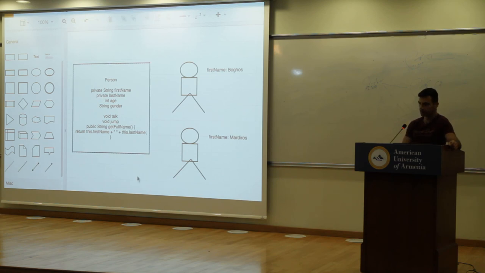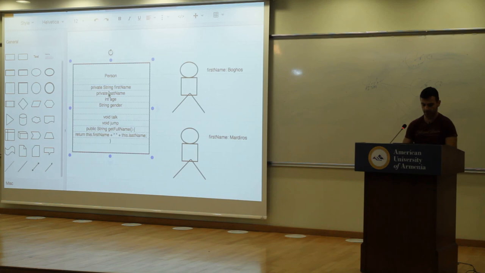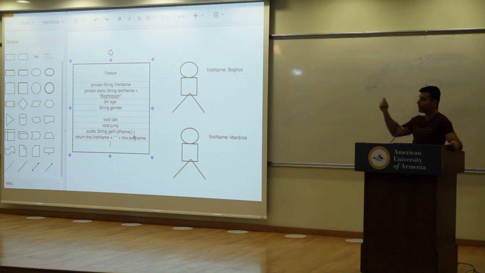We want to make a family, and we know that each member has the same last name. Can we make the last name static? Yes. If everybody has the same last name, let's say everyone is Borossian, in that case, what you would do is make this a static string and set it to Borossian. And now there's only one, and that Borossian is on the template itself. So you don't have to make another person to know what the last name is. You can just say Person.lastName and it will give you Borossian.